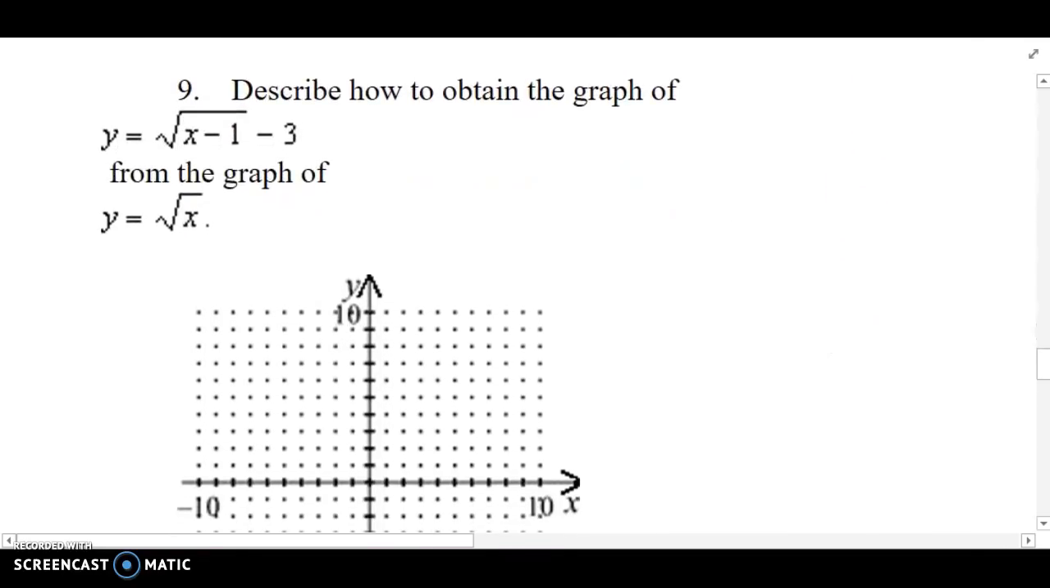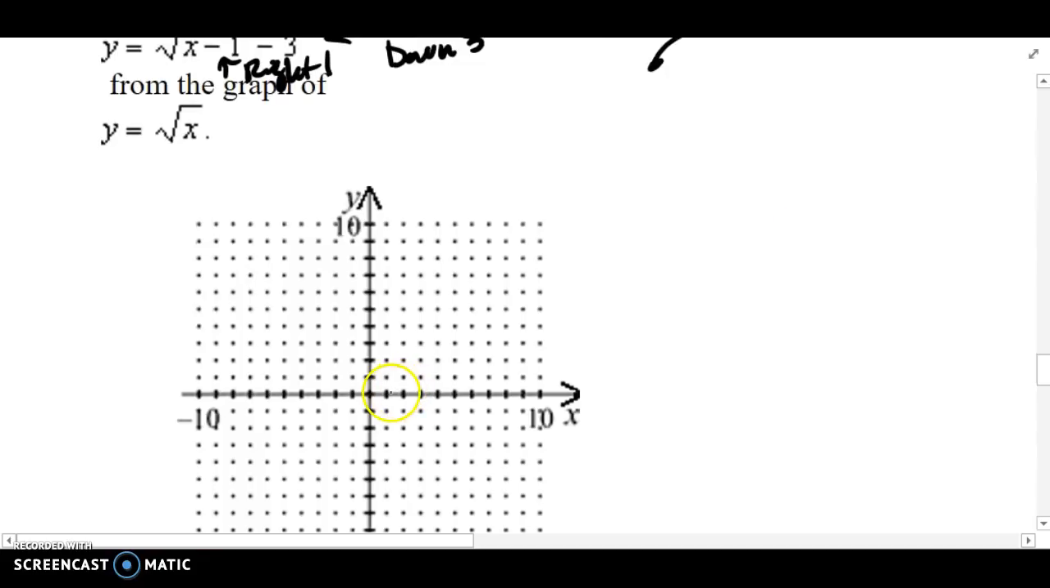Describe how to obtain the graph of this. Well, the shape looks like this, right? This here is going to be right 1 and then down 3. So I've described it now. So we're going to go right 1, down 3, and we have the graph.